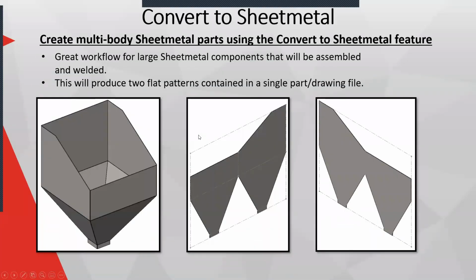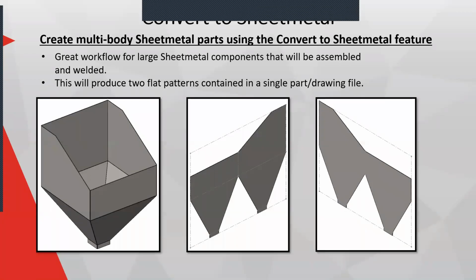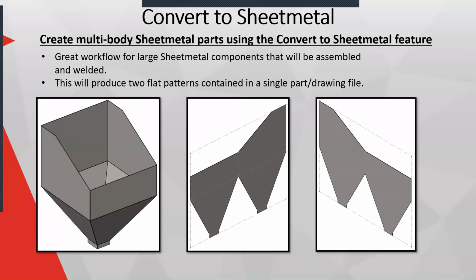Going back to PowerPoint, I'd just like to quickly discuss some of the convert to sheet metal options. So this is also something broadly used. I'll be diving a bit deeper into an advanced workflow, how to create multi-body sheet metal parts using this feature specifically. So this is a great option to explore, guys, for the guys doing very large sheet metal design, or your components are too big to place on one sheet and need to be assembled and welded afterwards. This workflow or procedure will produce two flat patterns that I can show on a single part or drawing, and that's a good benefit to be aware of.